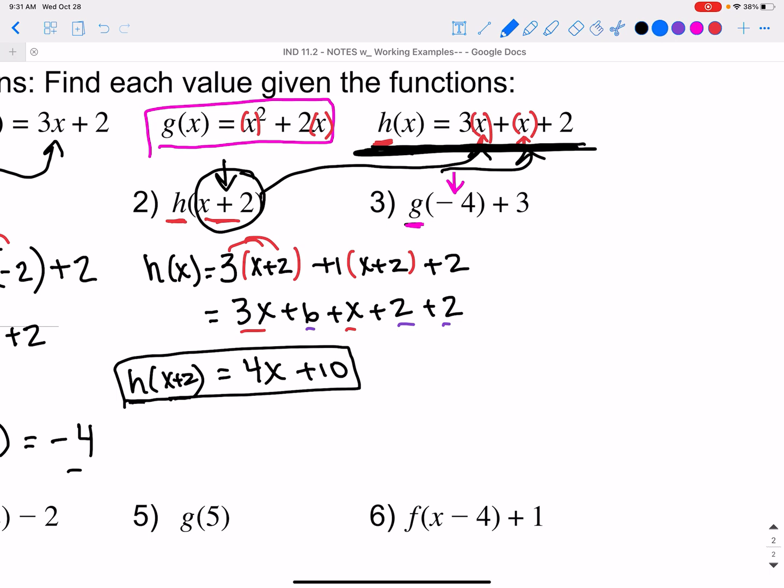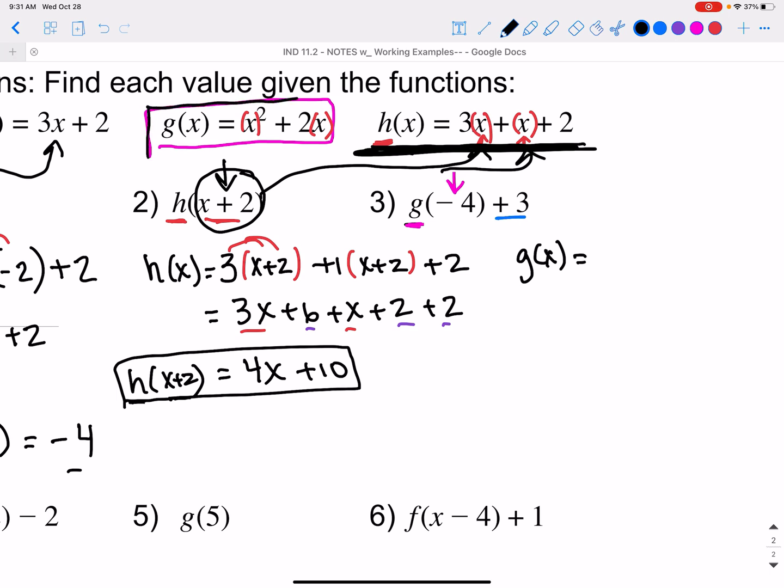Now, what does this plus 3 out here at the end mean? That means then when you get done and you get to almost your answer, at the very end, you're going to add 3 to whatever your answer is. So it's really important not to forget that 3. So I'll show you how I do it to not forget it, and I think it works good. All right, so my g of negative 4 plus 3.